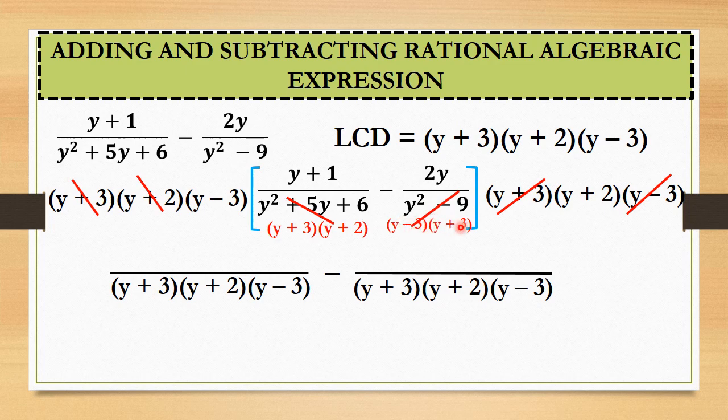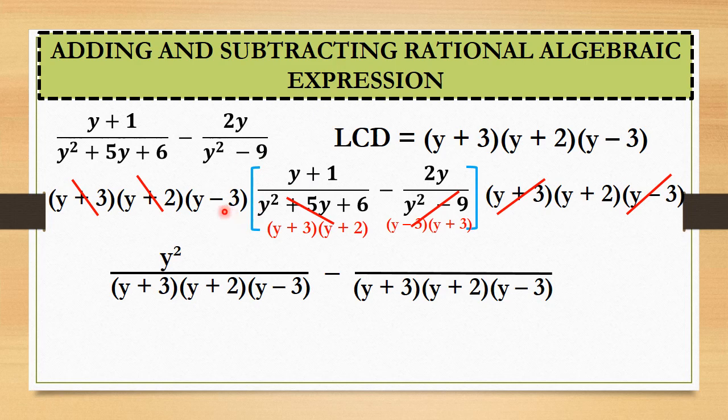So, ang natira na lamang sa right side ay 2y and y plus 2. So, multiply 2y and y plus 2 and also multiply y minus 3 and y plus 1. So, let us multiply by using the FOIL method. Y times y, that is y squared.